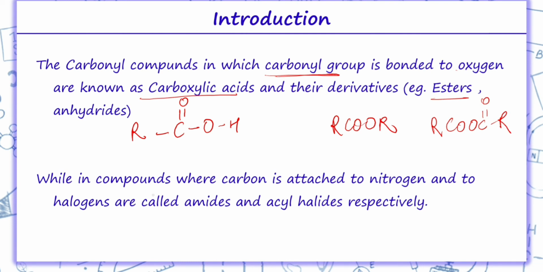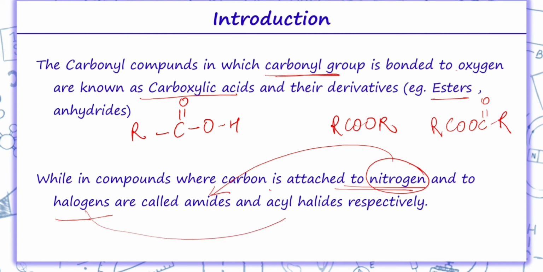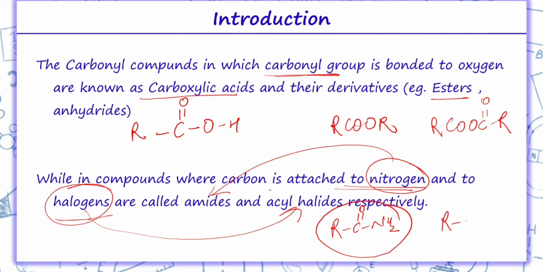While in compounds where carbon is attached to nitrogen and to halogens, if they are attached to nitrogen, they are known as amides, and if they are attached to halogens, they are known as acid halides, like RCONH2. This is amide, and if they are attached to halogens, this is acid halides or acyl halides.